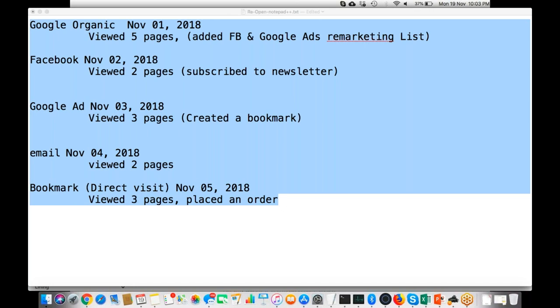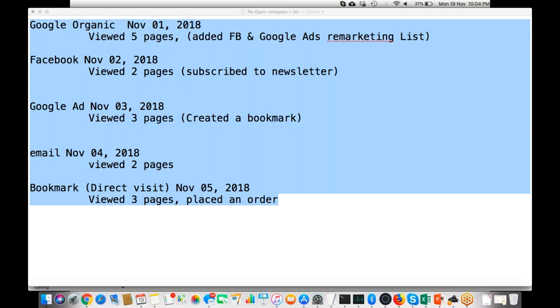Shubham, is that clear? Sandeepan, is that clear? Sonal? Which channel should be given the credit of this conversion? First one? Okay. All right.